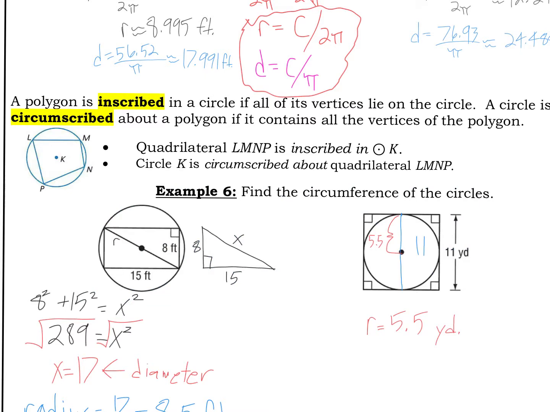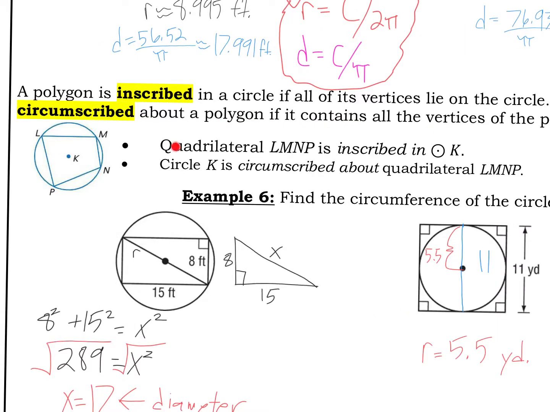And lastly, I got a couple more definitions to go over. A polygon is inscribed in a circle if all of its vertices lie on the circle. A circle is circumscribed about a polygon if it contains all the vertices of the polygon. So in this image here, quadrilateral LMNP is inscribed, I just think inside inscribed, in circle K. And circle K is circumscribed about quadrilateral LMNP.